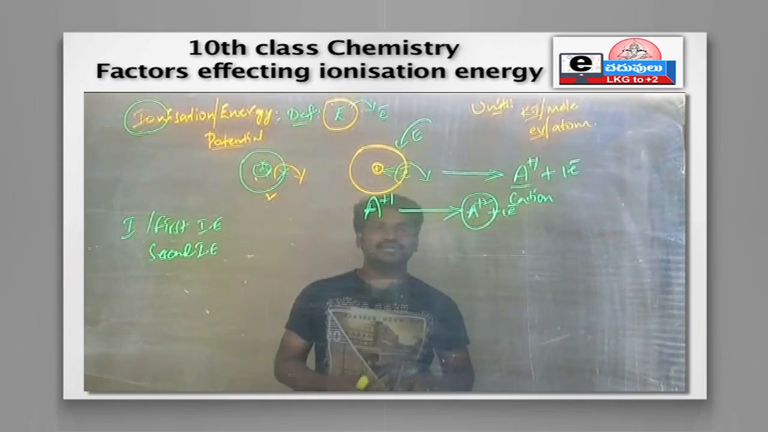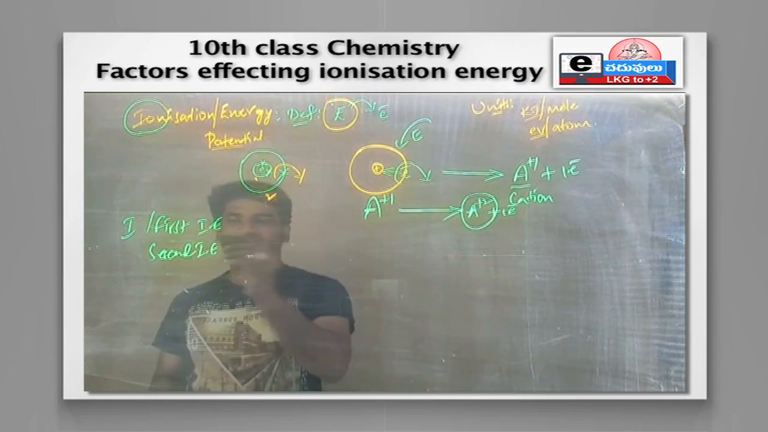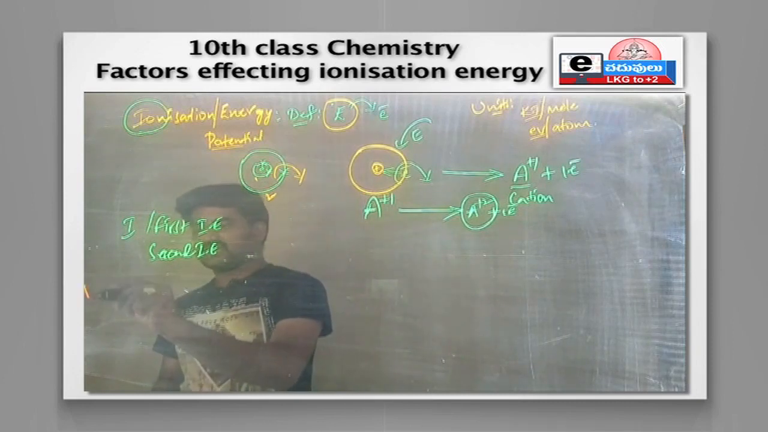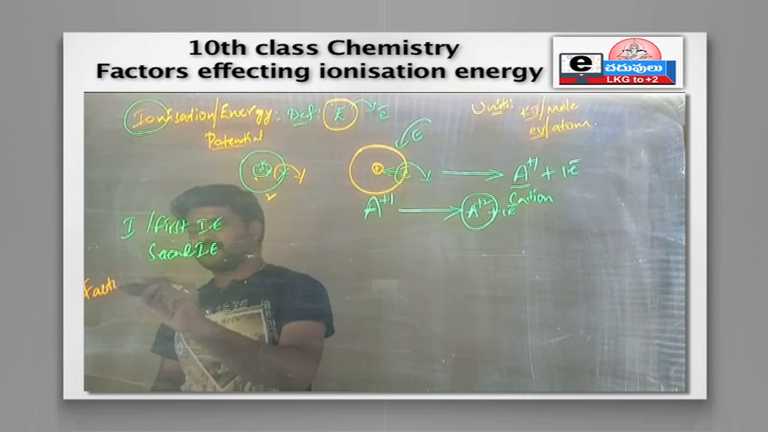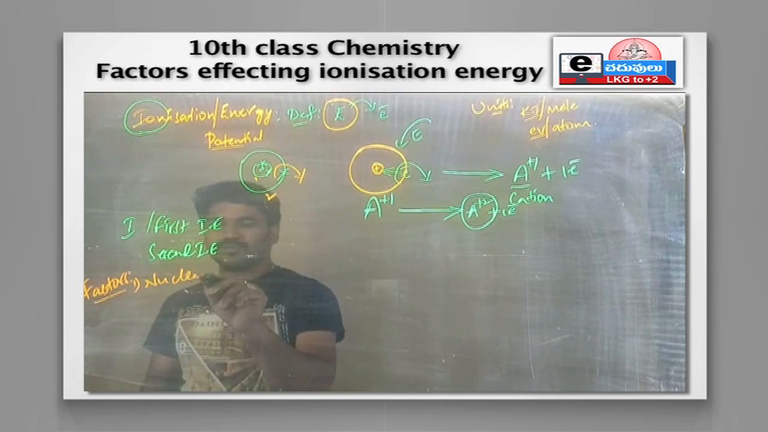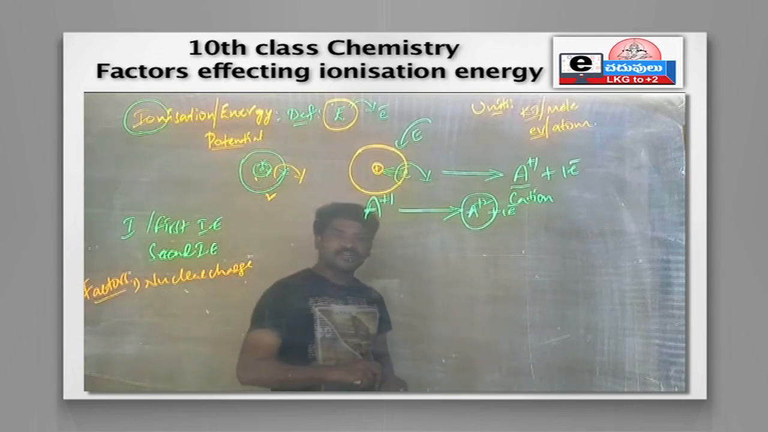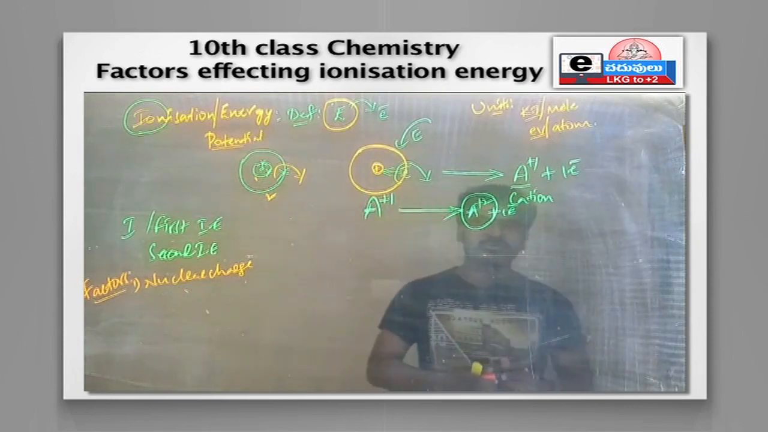Now we will discuss the factors affecting the ionization energy. The first factor is nuclear charge. What is meant by nuclear charge?